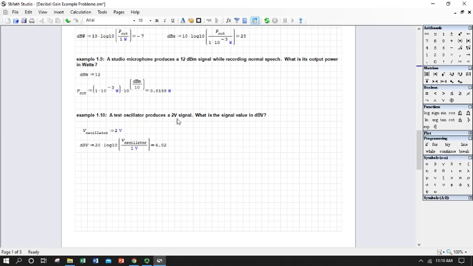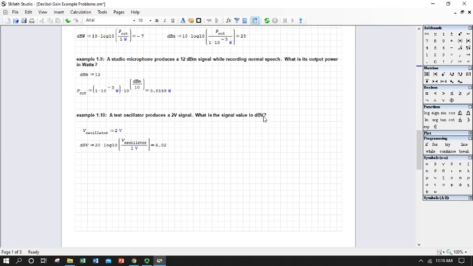But it's giving you a 2-volt signal. So for those of you who are using the Picotech PicoScope for any of your labs, you will be very happy that you can get a 2-volt signal from your oscillator in your arbitrary waveform generator. So how would we express that signal value as a dBV value?